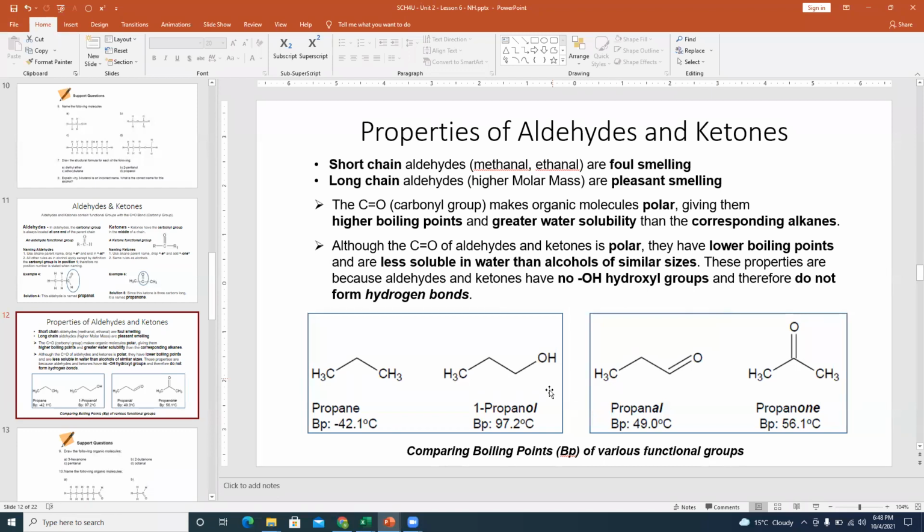So if we compare the boiling points of these different functional groups, if we compare propane, which has no functional groups, to propanol, which is the same molecule, it's just got an extra hydroxy group, an OH group at the end, making it an alcohol, we can see that the boiling point of propanol is much higher than the boiling point of propane.